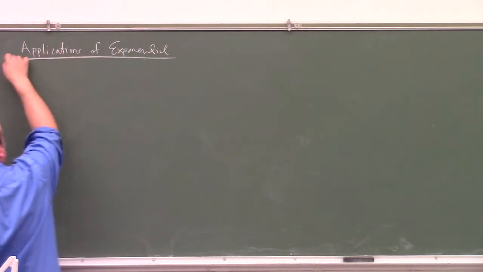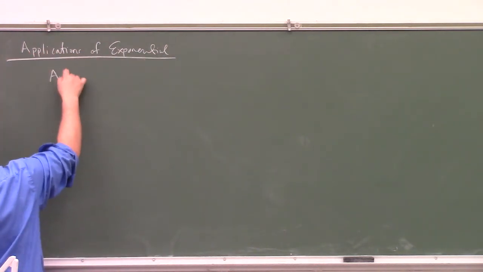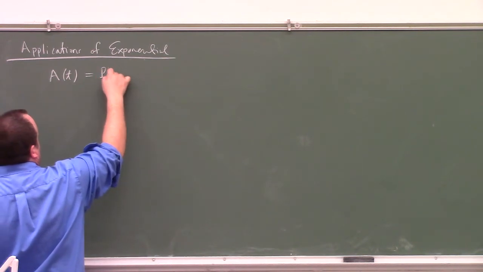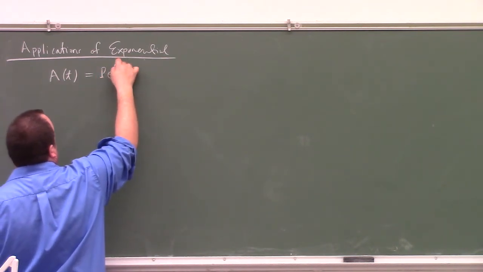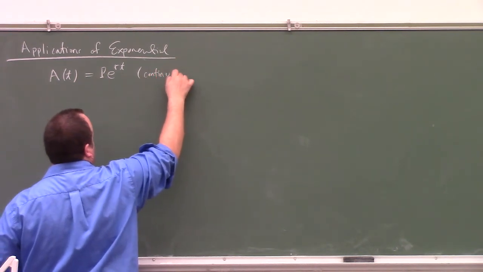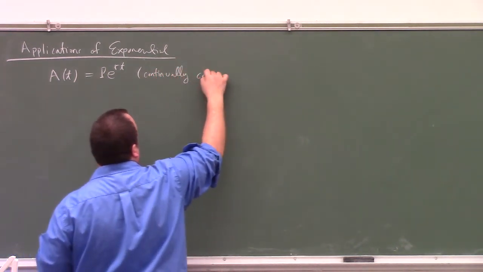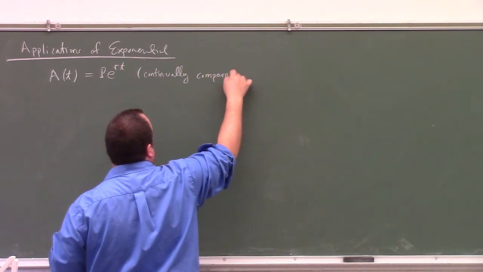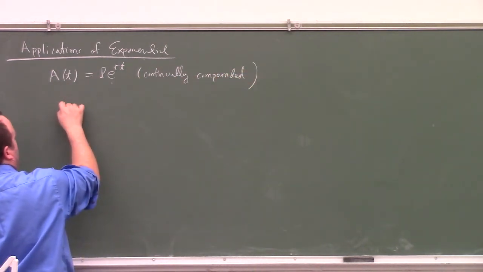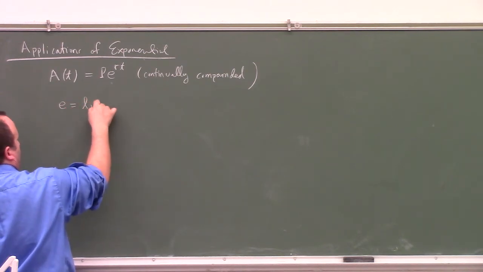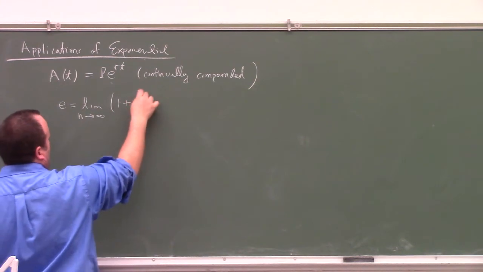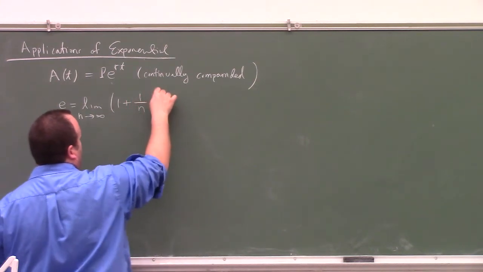Last time I talked about the amount at time t being equal to the principal times e to the rt. This is continually compounded interest. That's one reason. Remember, in this context, the book says that e is equal to the limit as n goes to infinity of 1 plus 1 over n to the n power.